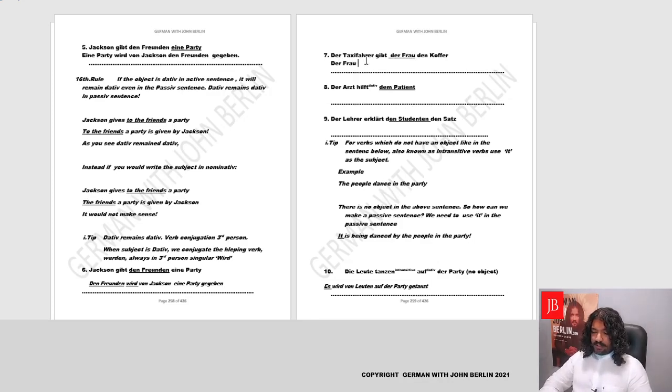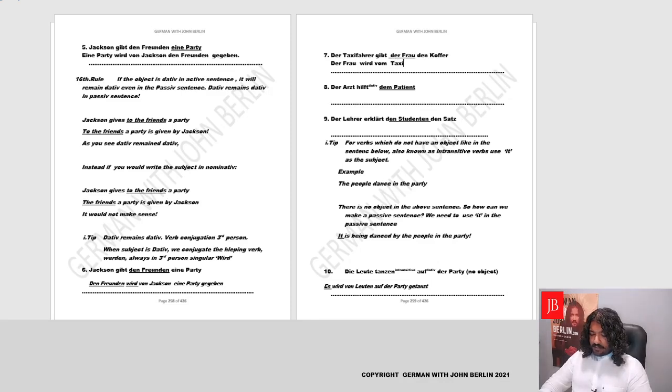Now the verb is werden. As per the rule, we conjugate in third person. So it will be der Frau wird. Now, from whom? Von is dative. From the taxi driver, that's der Taxifahrer. Von, and it will become dem. Dem is masculine, so von dem, or I could write vom, a combination of von and dem.